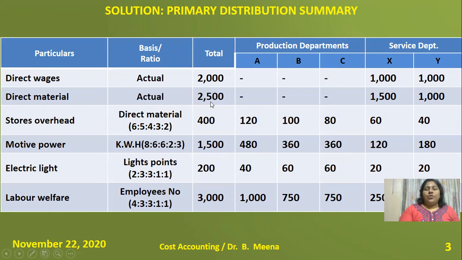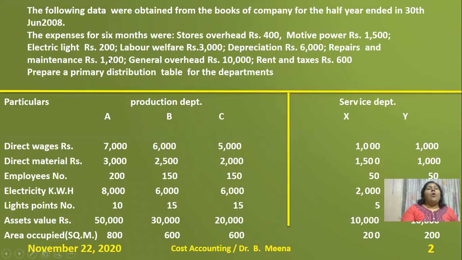So these two pieces of information you should not forget. Whenever you have wages and material, show only in the service department, write the basis as actual, and take the summation of the service departments to be put in the total column. That's it. Then as usual, we will look into the other expenses and how we can take the suitable basis by looking at the additional information. One by one we will go.